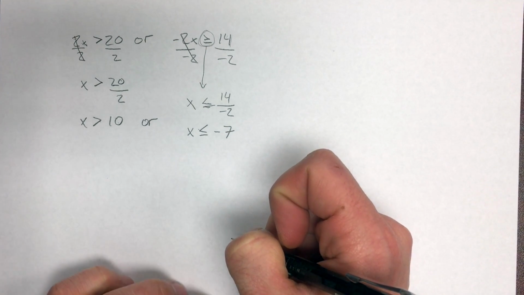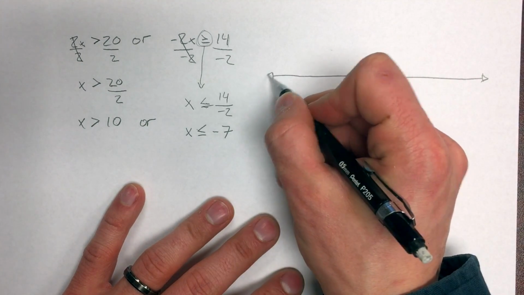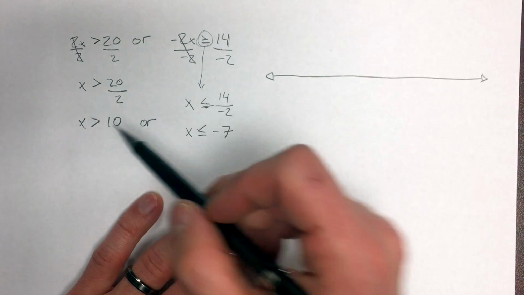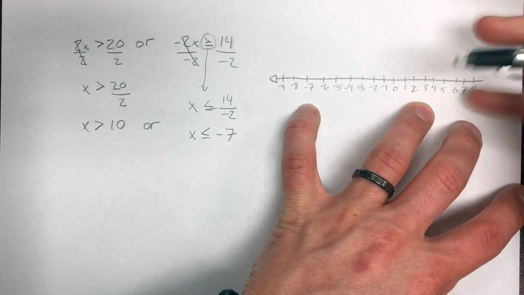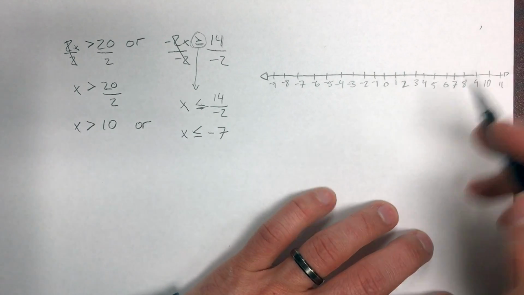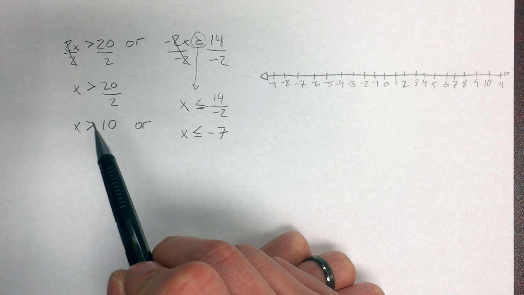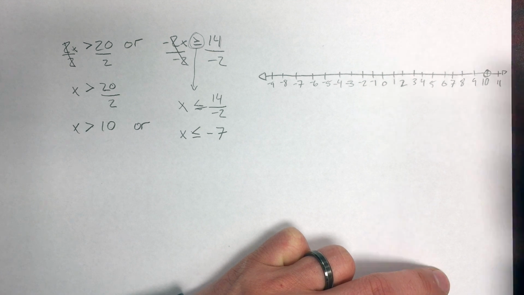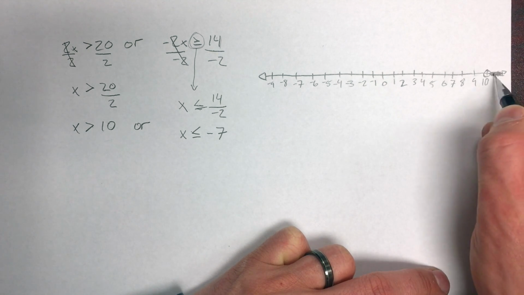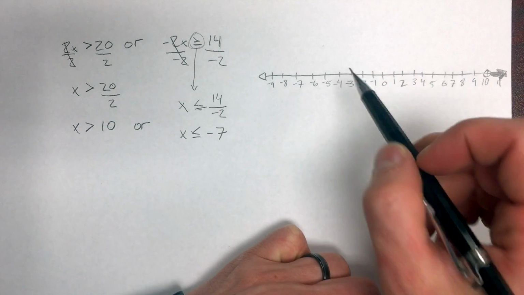Okay, so let's graph this then. We're going to have to make sure that 10 is on the graph as well as negative 7. So I'm going to start at negative 9 all the way up to 11. Okay, now let's just graph both of these. So x is greater than 10. Can x be 10? No, it cannot. So it's going to be an open circle, and we're going to shade what little graph there is to the right.